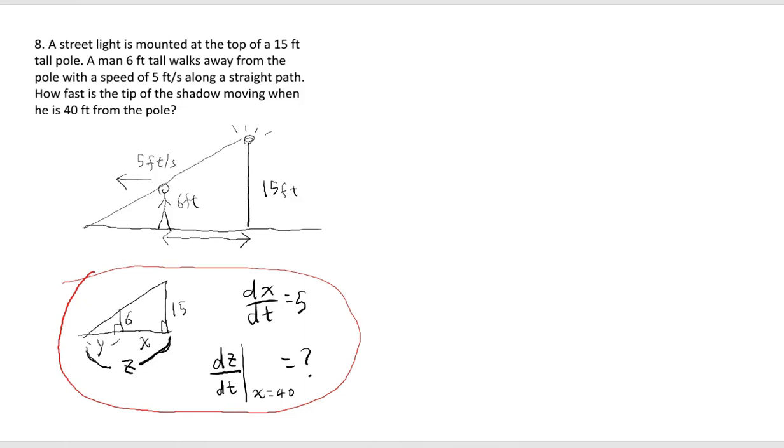You have a small triangle and a big triangle. And when you have two triangles, often you want to use the similar triangles. You want to use the ratio. So in this small triangle, what 6 is to y, in the big triangle, what 15 is to z.